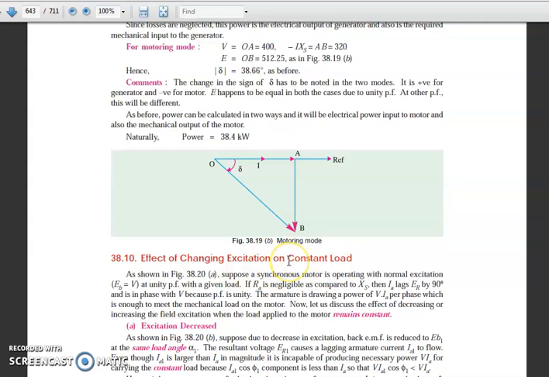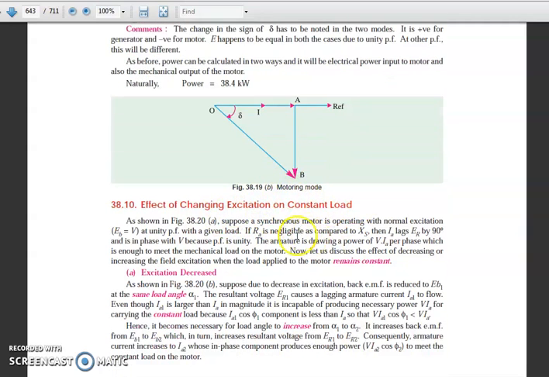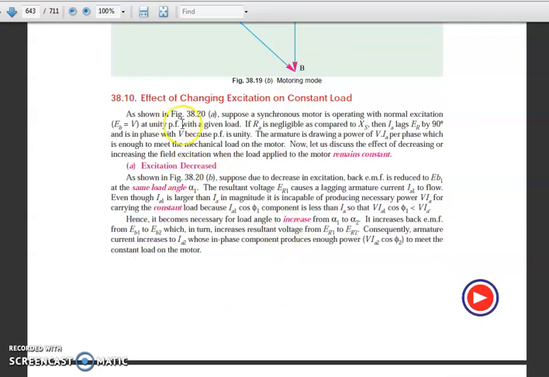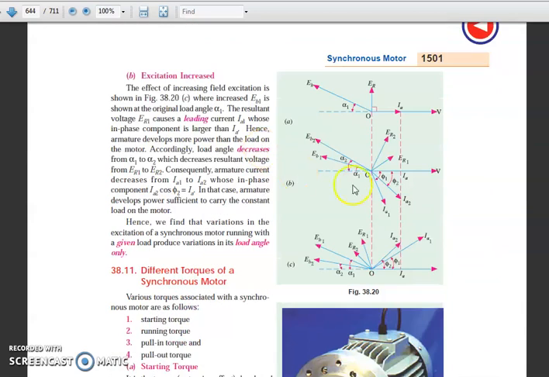Earlier, the load was varying and the excitation was constant. I considered three conditions: under excitation, over excitation, and normal excitation. But here I consider the load as constant, while the excitation is going to change. Now, as shown in the figure, suppose a synchronous motor is operating with normal excitation, that is EB equals V, at unity power factor with a given load. That means these conditions.